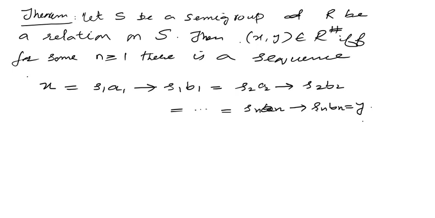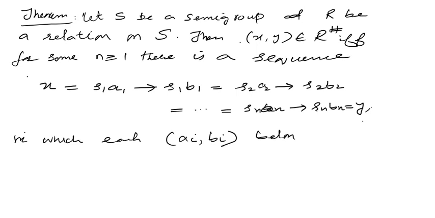In which, in transitions का मतलब क्या है, in which each pair AI BI belongs to R union R inverse, the converse of R. So this is the statement of the theorem.